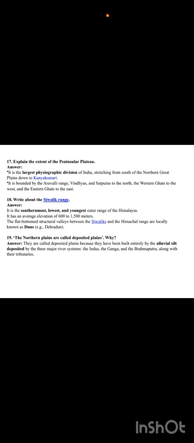Finally, the northern plains are called deposited plains because they're formed entirely from the alluvial silt carried by the Indus, Ganga, and Brahmaputra rivers and their tributaries.